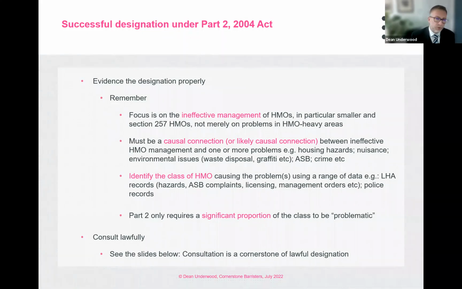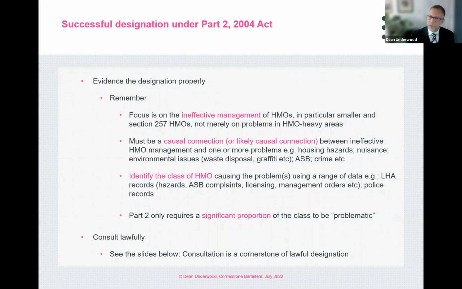So, for example, local housing authority records of hazards that have been identified upon a housing survey or upon inspections of properties under Part 1 functions or indeed under Part 2 functions. It can be based upon records of ASB complaints made to local housing authorities where, for example, they can be tied to the management of HMOs. You may derive that information from licensing, for example, where under a previous designation there have been a significant number of breaches of license conditions or failures to license HMOs in the past, or indeed management orders, and of course police records. So there's a range of information from which you can draw evidence of the type of HMO that is really causative of the problem.